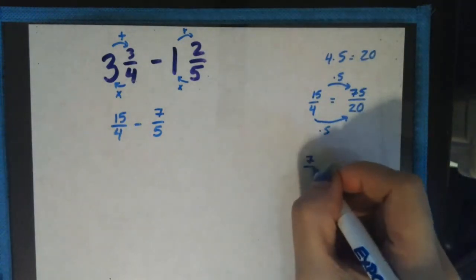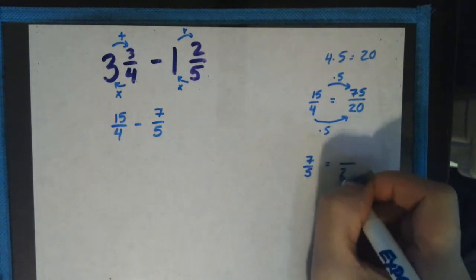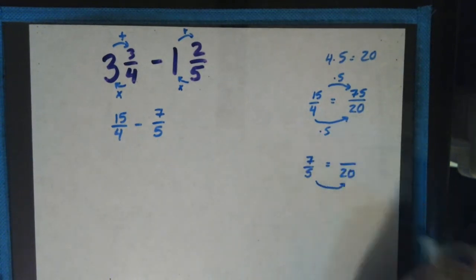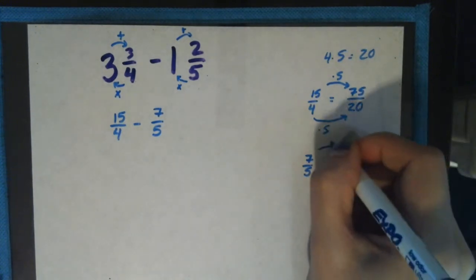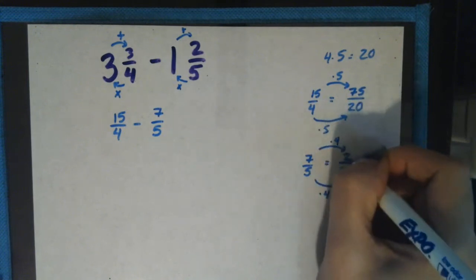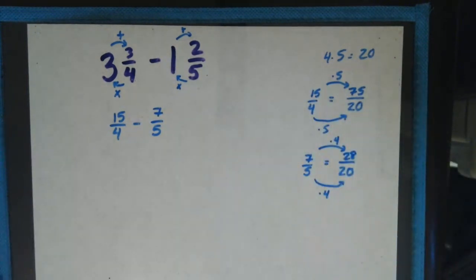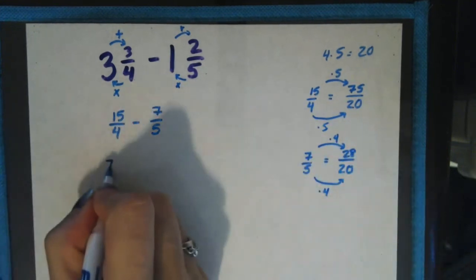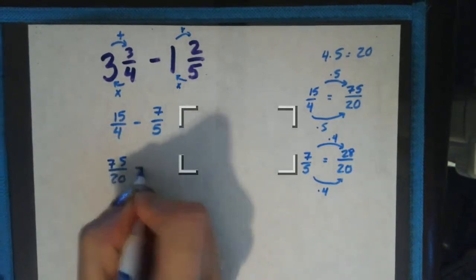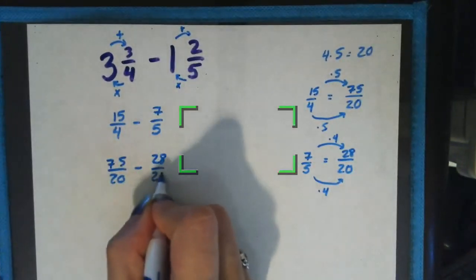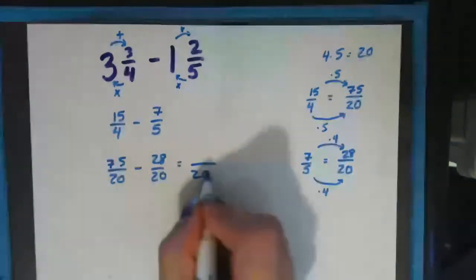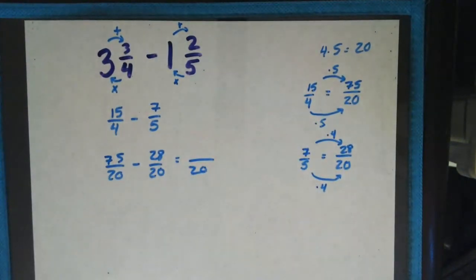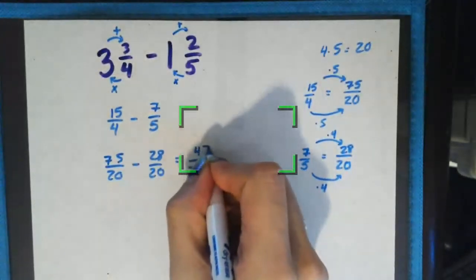Now we're going to take our 7 fifths and write it as a fraction out of 20. How do we get from 5 to 20? We multiply by 4. So we're also going to do that to our numerator. 7 times 4 is 28. I'm going to rewrite my two fractions in their new forms. So I have 75 twentieths minus 28 twentieths. Remember, we leave the denominators the same, and then we subtract our numerators. 75 minus 28 is 47.